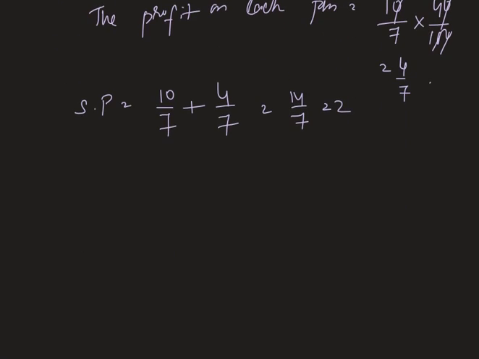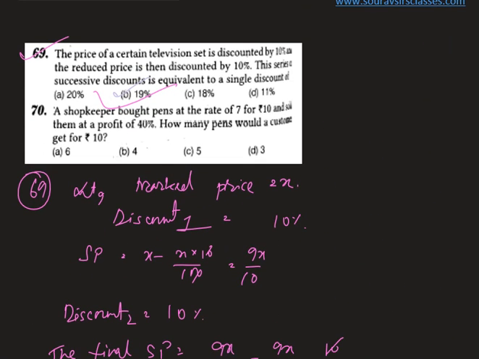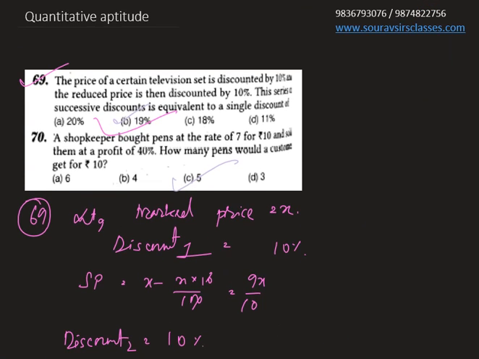Therefore, in 10 rupees, one can get 5 pens. So option C is the correct answer. So we have successfully solved 2 questions based on quants.